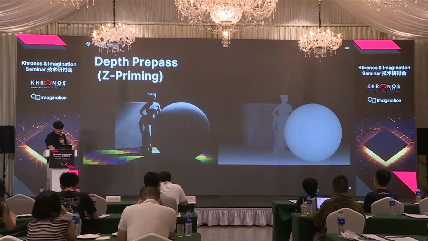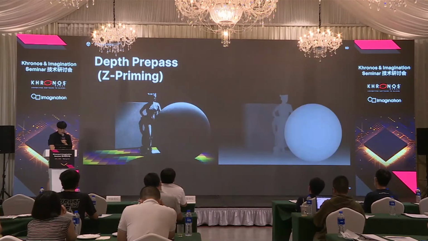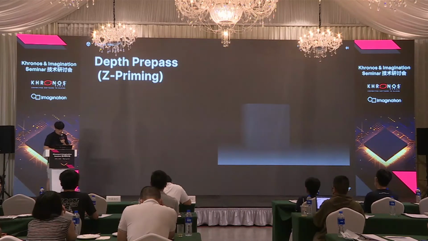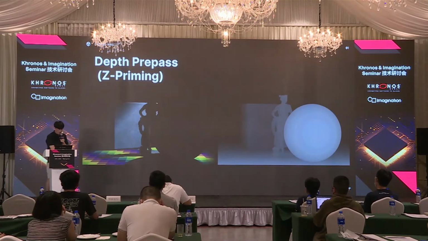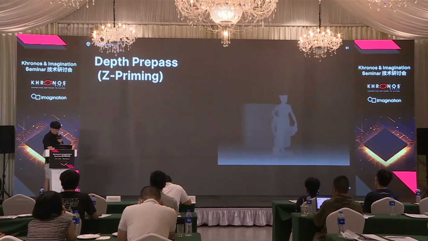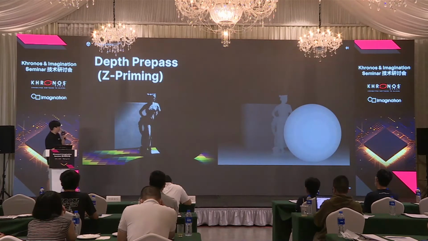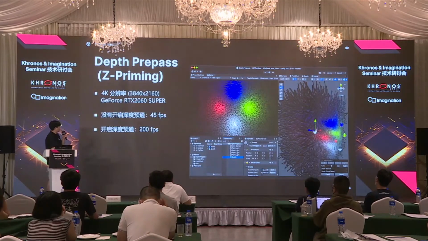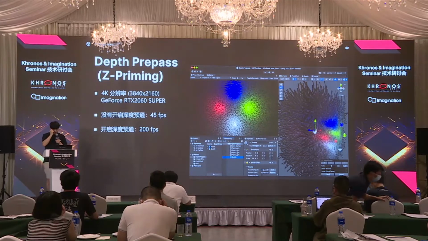So we can see that before enabling Z priming, during the rendering, there's a lot of overdraw. But when we enable Z priming, the overdraw is reduced a lot. So let's use this case as a sample.